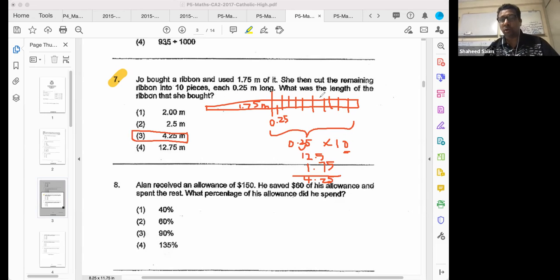The ribbon is so long. She used 1.75 of it, and there's a balance amount. This balance amount is cut into 10 parts. Each part is 0.25. So you take 0.25 times 10, you get this part here. Then you plus by 1.75.